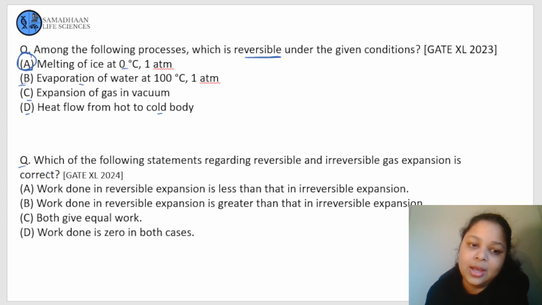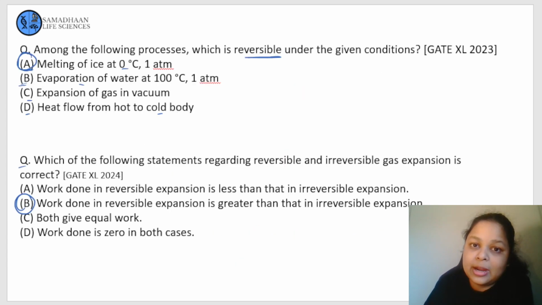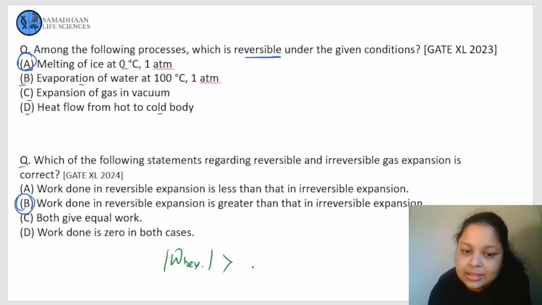The last question for today: which of the following statements regarding reversible and irreversible gas expansion is correct? The answer is B. Work done in reversible expansion is greater than in irreversible expansion. In this problem also we saw that the work done in the reversible process is larger than the work done in the irreversible process, where the initial and final states were similar. So this is true all the time.